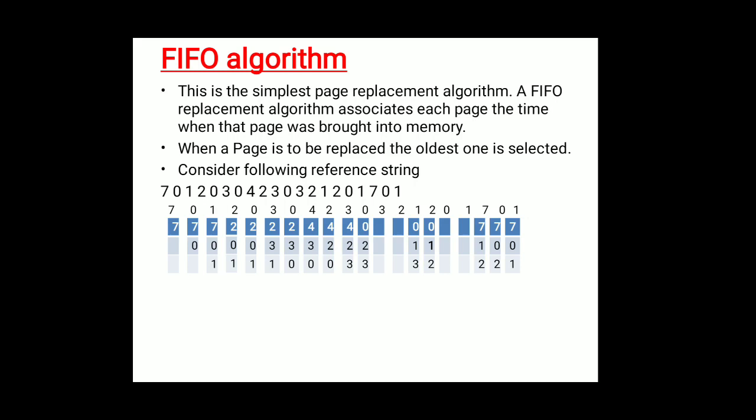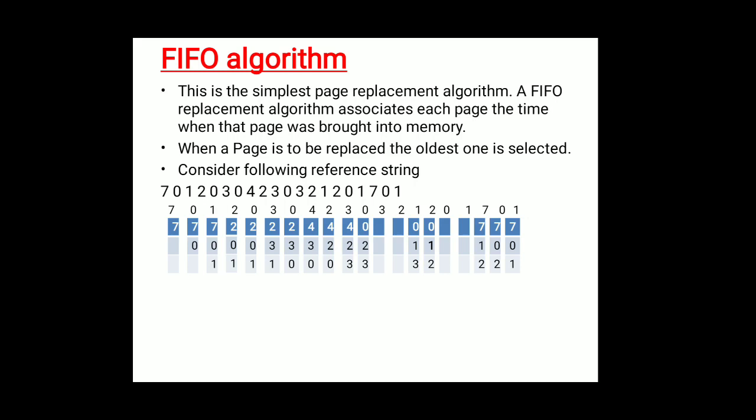Now coming to the page number 2. So page number 3 will be replaced with 2, because page number 3 is the oldest one, or you can say that it is the one which was entered first, so 3 will be replaced with 2, so that is 4 2 0, and it will be marked as a page fault.